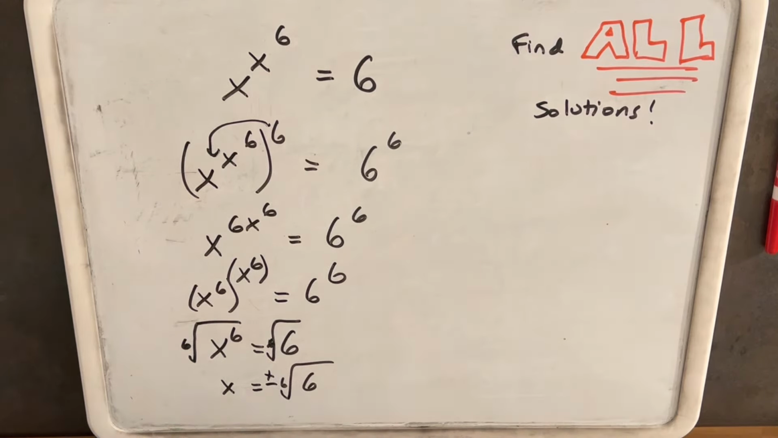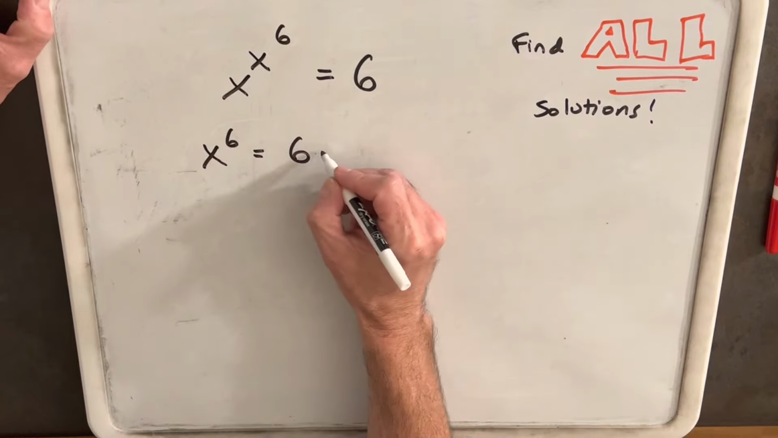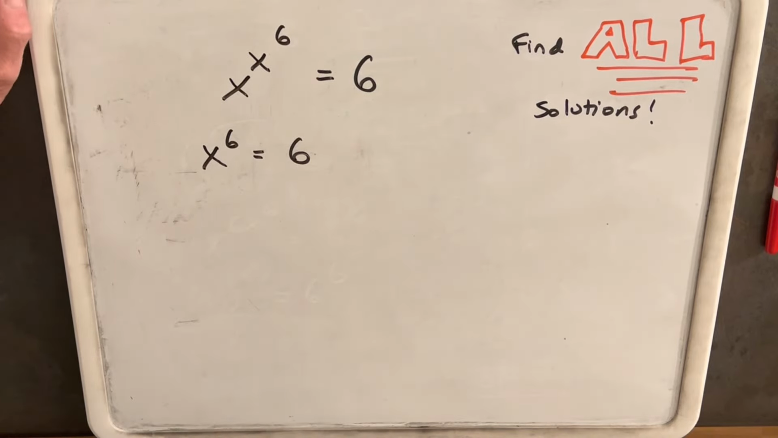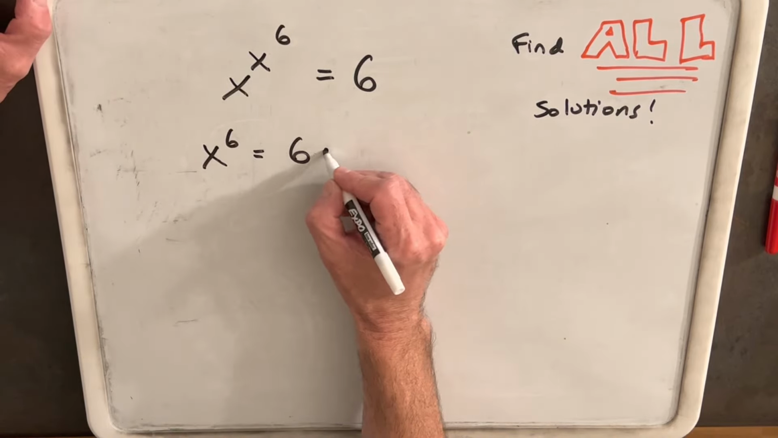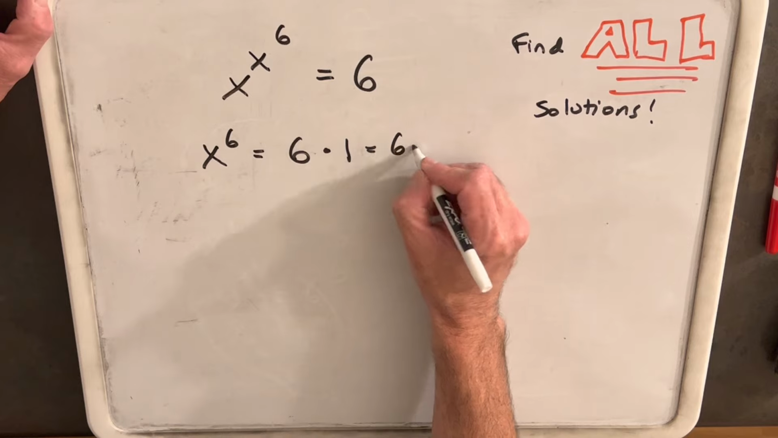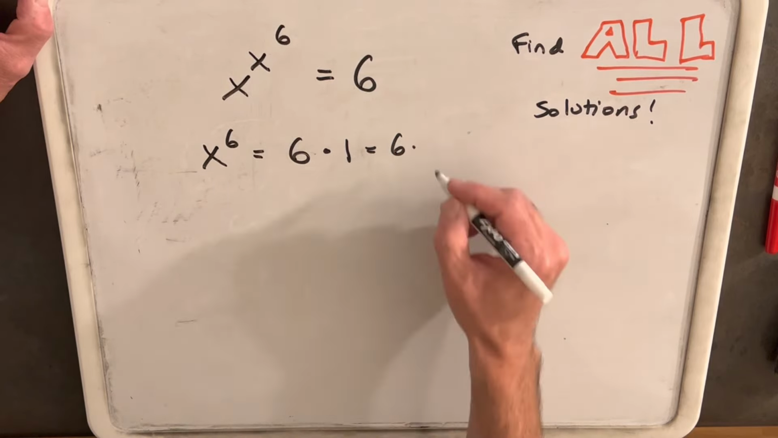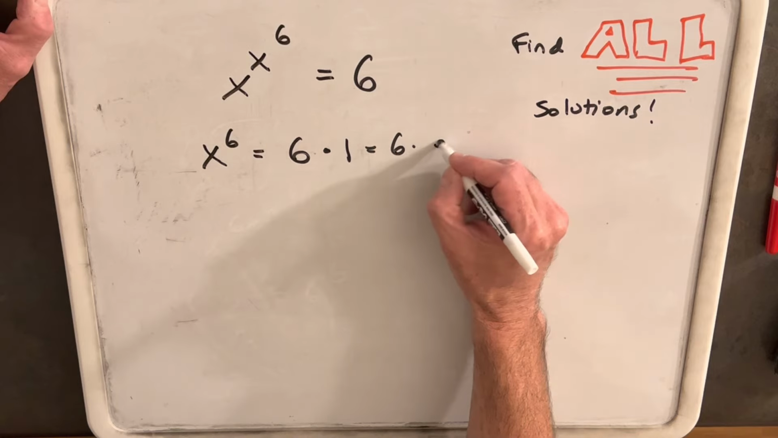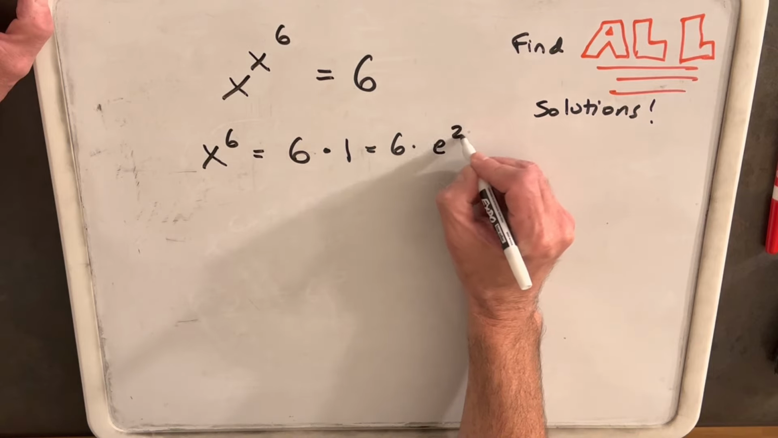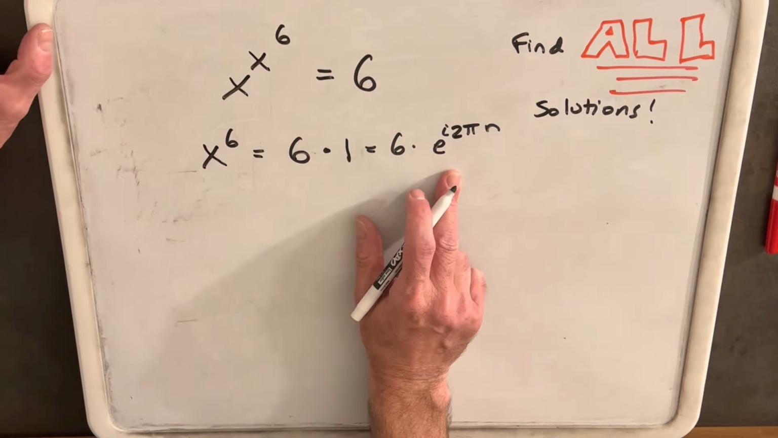So let's do this a slightly different way. I know people do this different ways. This is the roots of unity. This is the way I like to do it. I know this is kind of different from how you may have seen it, but I'm going to create a 1 right here. So 1 times 6 is still 6. Then we're going to rewrite this 1 in the form from Euler's formula. So we're going to write the 1 as e to the i 2 pi n.